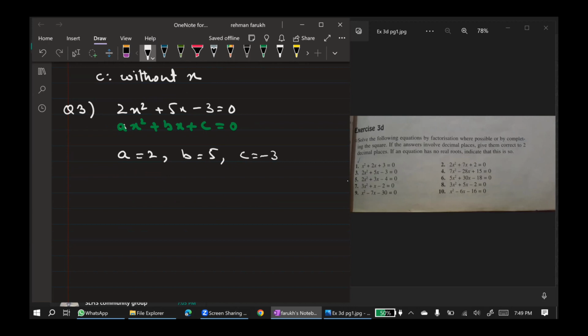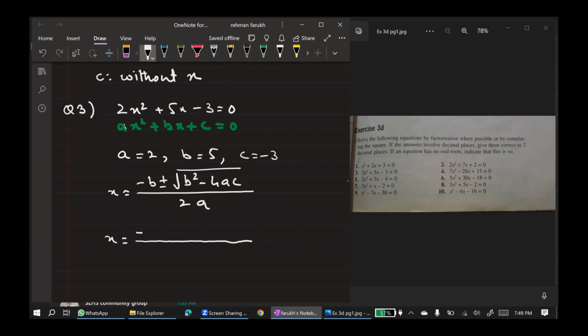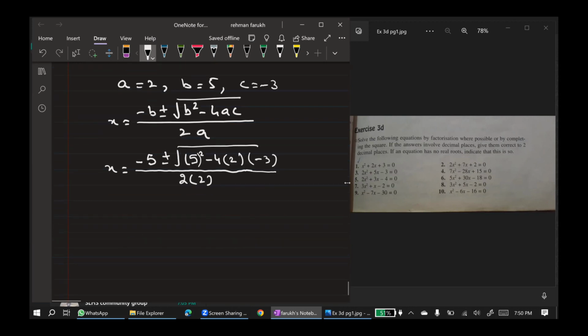Now we will write down the quadratic formula. X is equal to minus b plus minus under root b square minus 4ac over 2a. Now we will place the values of a, b and c. Minus is from the formula and the value of b is positive 5. Plus minus under the root 5 square minus 4 into a is 2 and c is minus 3 over 2 into 2.